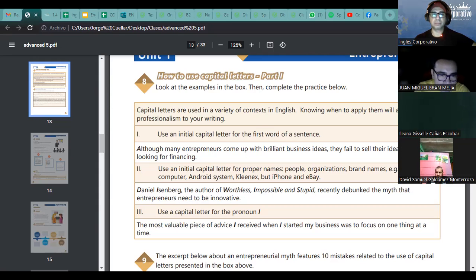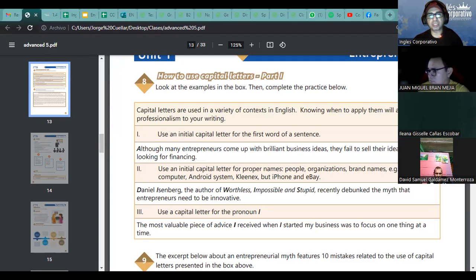Number three, use a capital letter for the pronoun I. And the example is, the most valuable piece of advice I received when I started my business was to focus on one thing at a time. Okay, very good, perfect, thank you. So yes, this is maybe the ones that we know already, right? So I believe there is the good thing on this one.